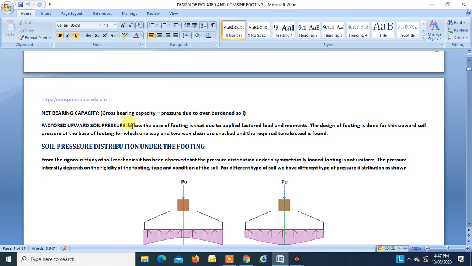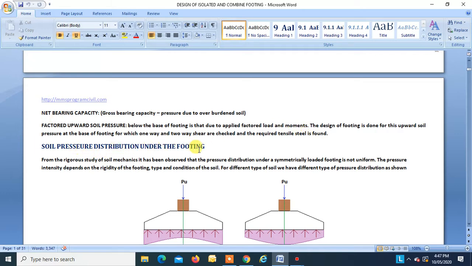Factored upward soil pressure below the base of the footing is that due to the applied factored load and moments. The design of footing is done for upward soil pressure at the base of the footing, for which one way, two way and other checks are done and the required tensile steel is found.